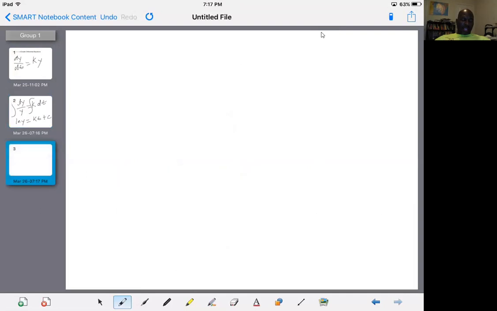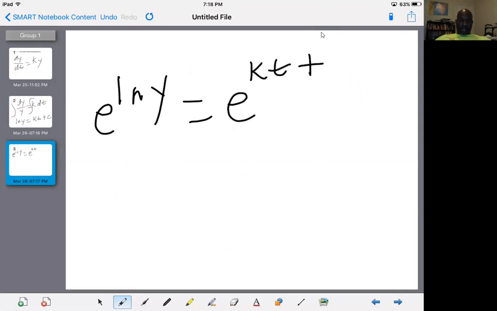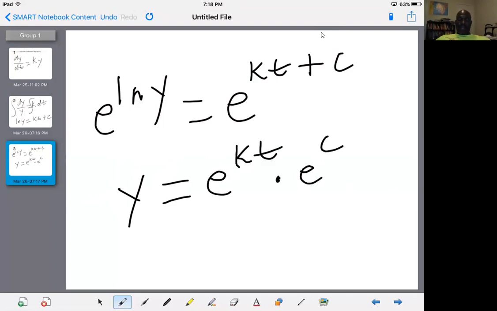So if I e this stuff, I have e to the power of ln y equals e to the power of kt plus c. Now, of course, e to the power of ln y is, right, y. Now, e to the power of kt plus c, based on the properties of exponents, is e to the power of kt times e to the power of c.